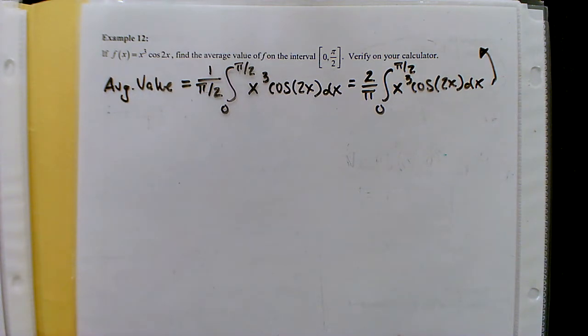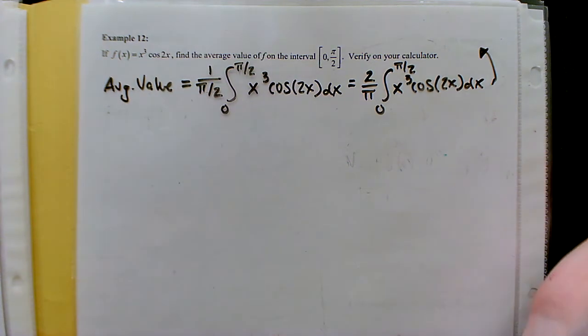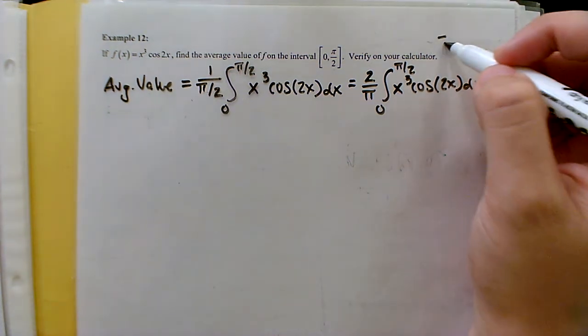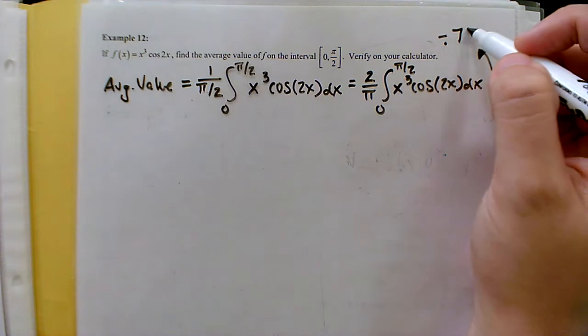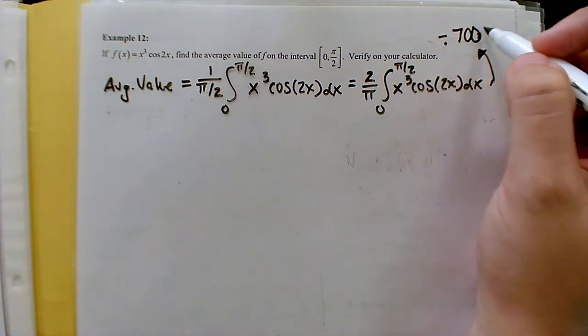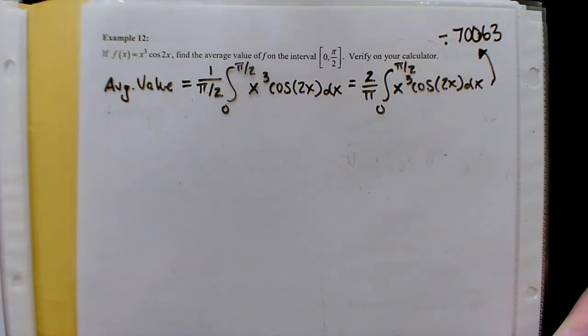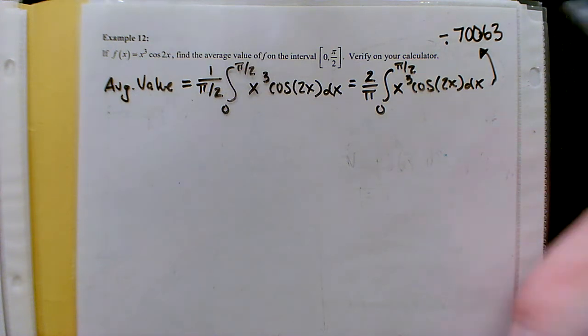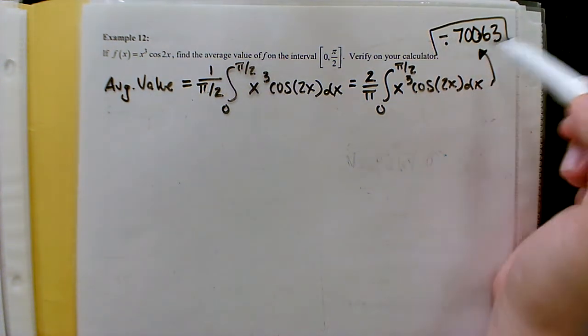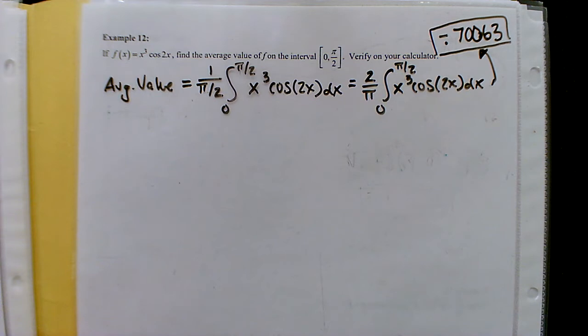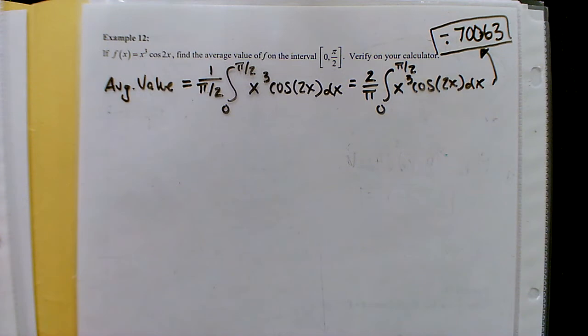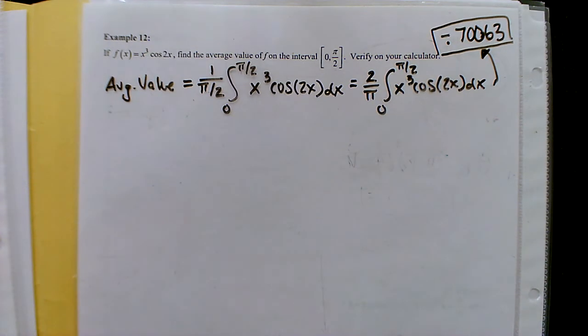Can we get it? Negative 0.70063, something like that. About right? Okay, so we're going to try to get the same answer by hand, maybe in exact terms, because that's a rounded decimal.